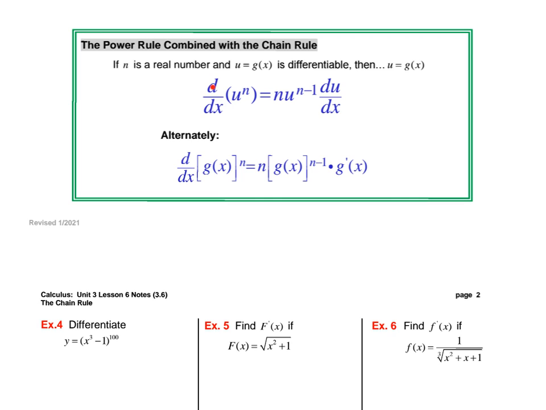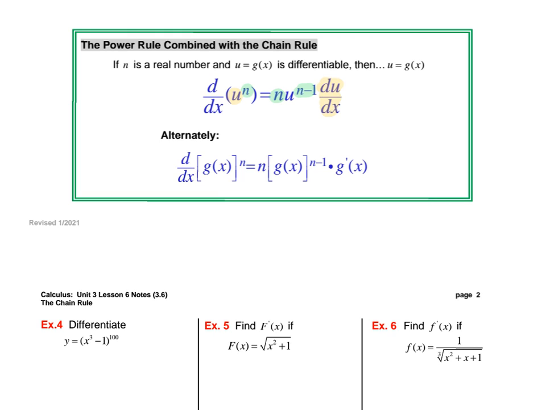The derivative would look like this. The derivative of u to the n power, we would take the power and move it out front and subtract by 1. So that guy comes to the front. And then we take the derivative of the inside. So notice we have our power there. The power moves to the front and we subtract by 1. And then we take the derivative of the inside, and that's this part right here.